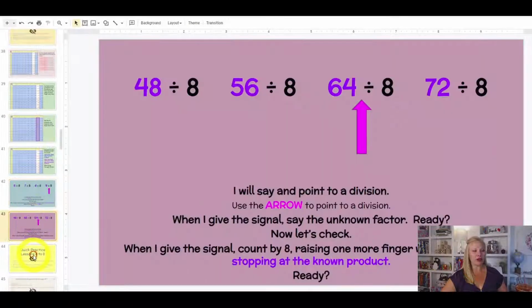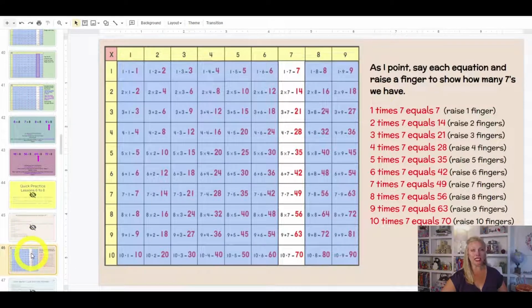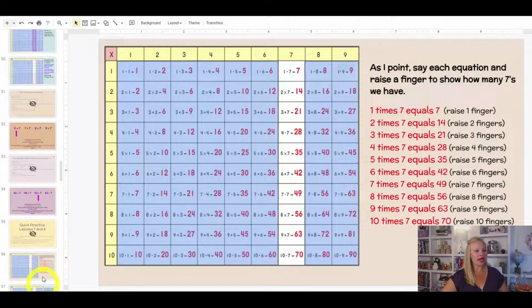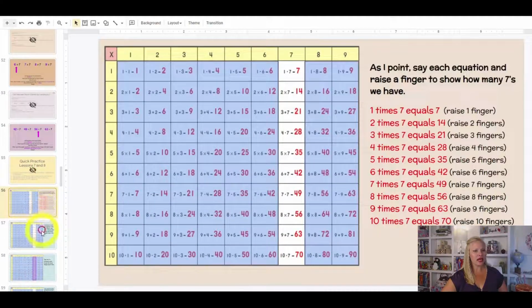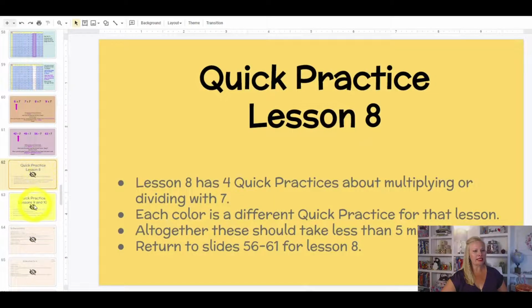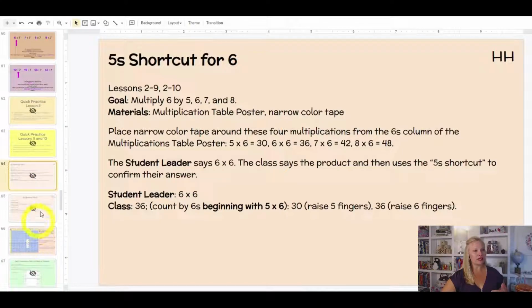You have the equations again, lesson 6 to 8. Now we're on our sevens, so they will practice with their sevens. And I think lesson 7 and 8, let's see what happens. We're going to count by sevens, same idea. Lesson 8, you can return to any of these and do them again. And then lesson 9 to 10, we're going to do our 5 shortcuts.